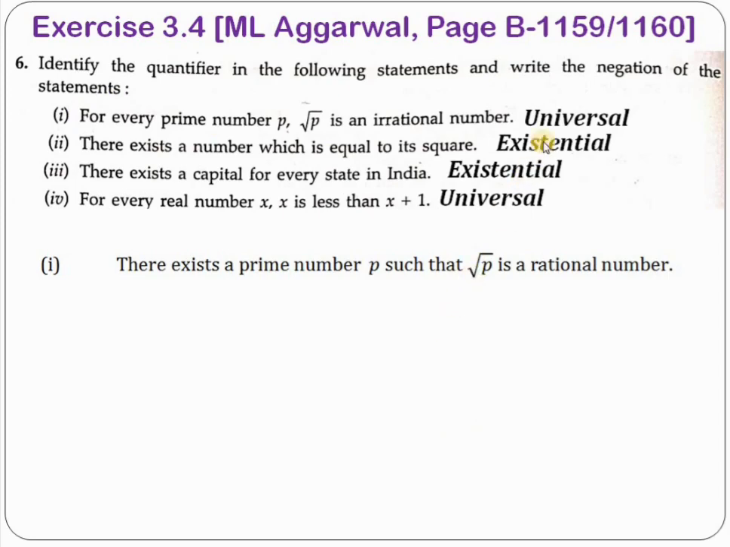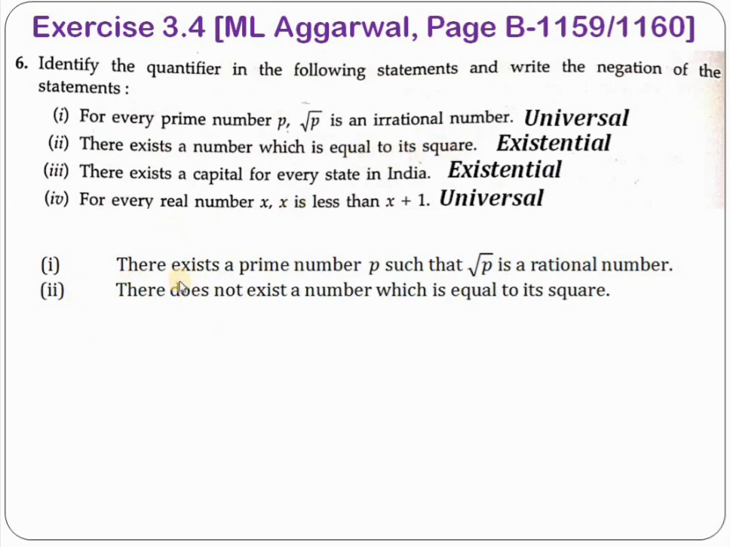Let us check the next one. Existential is there, so the negation of existential becomes universal. So basically you have to write for every, for all, whatever you want to write. Here we have: there exists a number which is equal to its square.